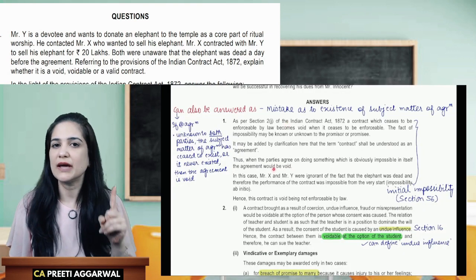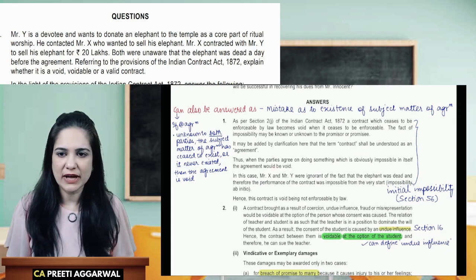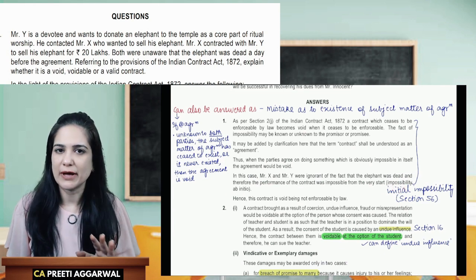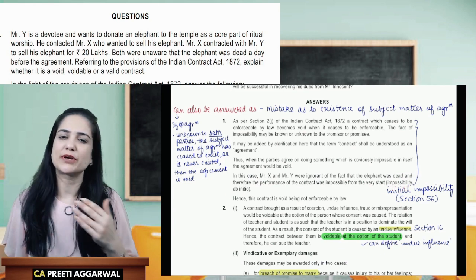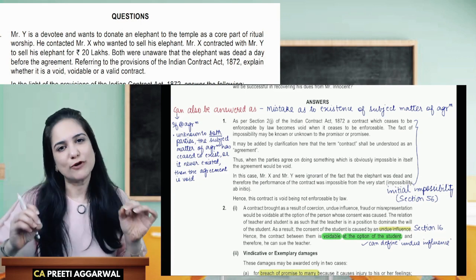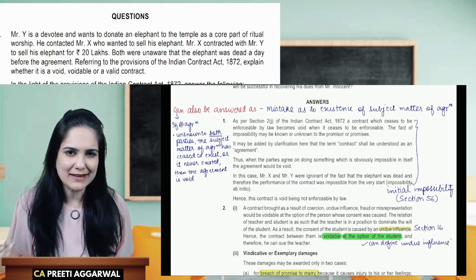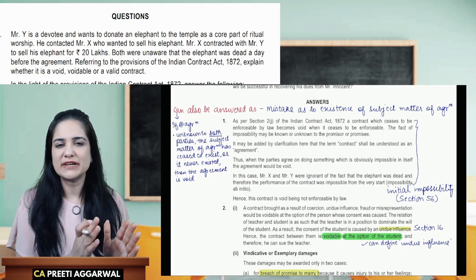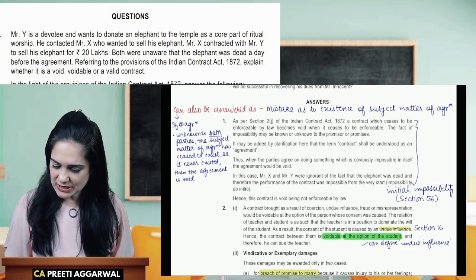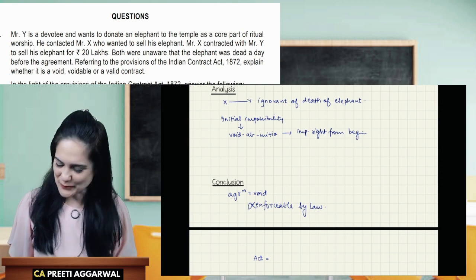They have explained impossibility. Then in this case, X and Y were ignorant of the death of the elephant. Therefore, the performance is impossible right from the beginning. It is void ab initio. Since the agreement is void, it is not enforceable by law. So more or less, they have also written whatever we have discussed, but it's only written in sentence form and it's slightly confusing. So what I have written is a simplified version of the solution. All right, students. So this is the expectation of ICAI. You have to write everything in sentence form.